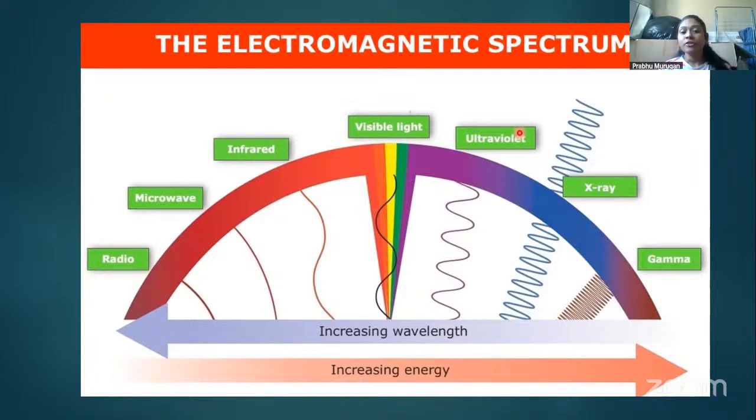On the other hand, your gamma rays have a very low wavelength. The energy of gamma rays, or the penetrating capacity of gamma rays, is very, very high. That is why they are used as gamma cameras for diagnostic purposes, and also as gamma knives in surgeries, right? So those have a greater penetrating power and increased energy. So this is the electromagnetic spectrum.